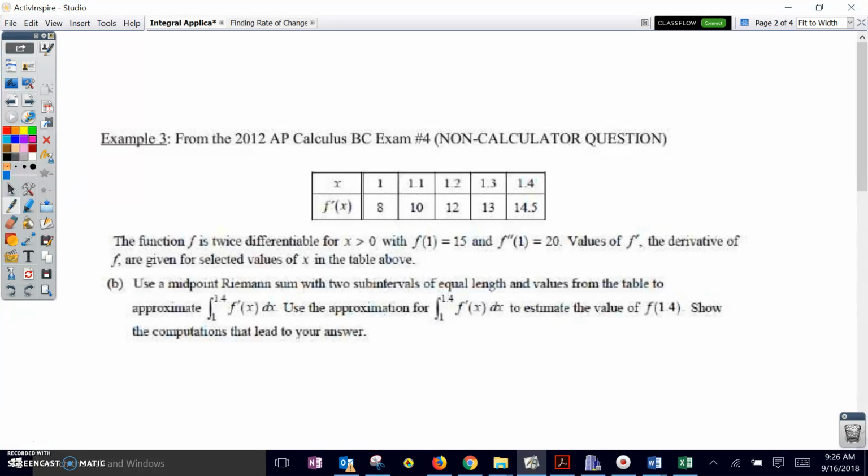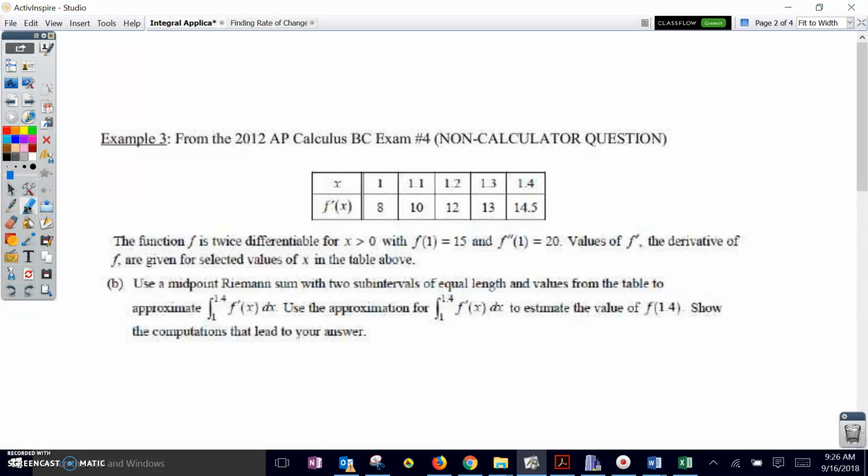It says to use a midpoint Riemann sum with two subintervals of equal length and values from the table to approximate the integral from 1 to 1.4 of f prime of x. And then we're going to use the approximation for that to estimate the value of f of 1.4. This is a non-calculator section, so we're not going to use our calculator on it.